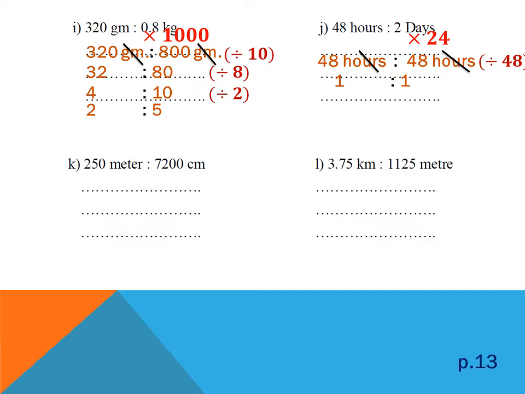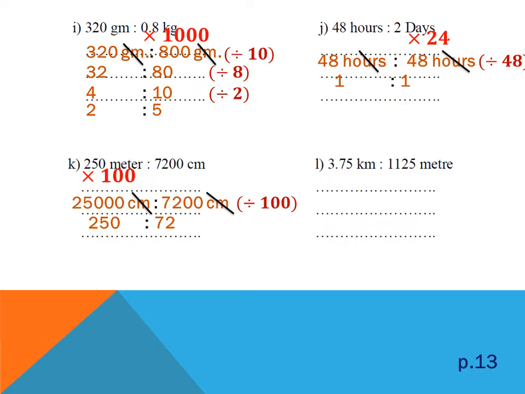250 meter to 7,200 centimeter. The larger unit here is meter. Multiply meter by 100 to convert into centimeter. 250 times 100 is equal to 25,000 centimeter. And rewrite 7,200 centimeter as it is. Cancel the unit, then start to simplify the ratio. Here we have 25,000 and 7,200. Divide both of them by 100, we get 250 to 72.